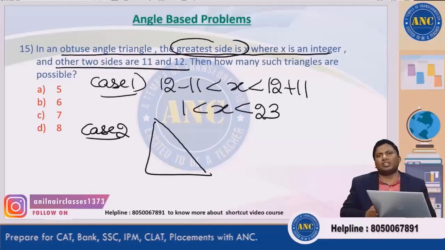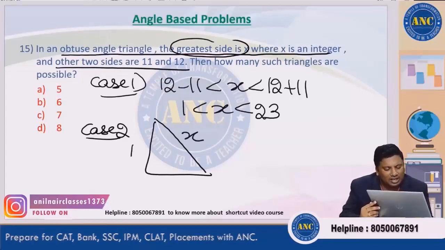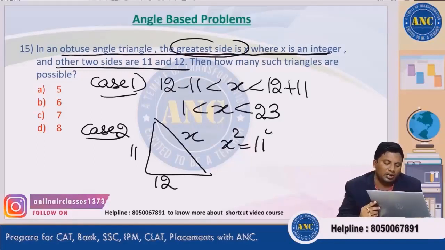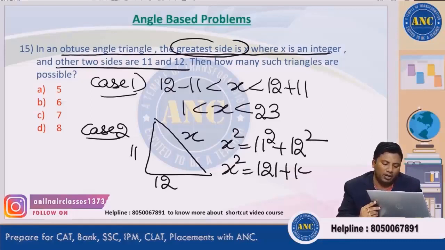I think 3 years before I kept a video on acute angled and obtuse angled triangles using the same method on one of my YouTube channels. You can type Anil Nair acute angled triangle in YouTube, you will get it. X is the largest side. If x is there, the other sides are 11 and 12. So x square is nothing but 11 square plus 12 square. So x square is nothing but 121 plus 144. X square is nothing but 265.